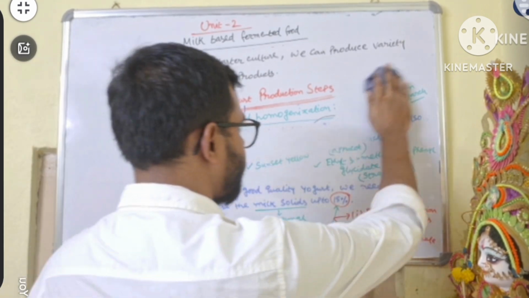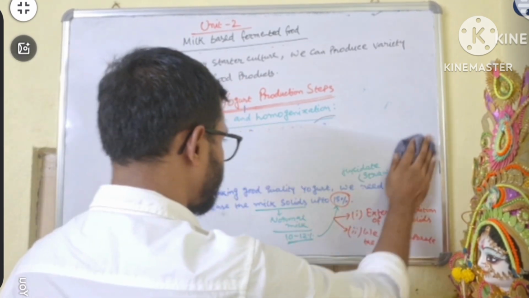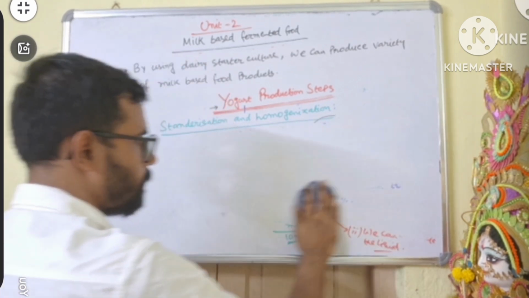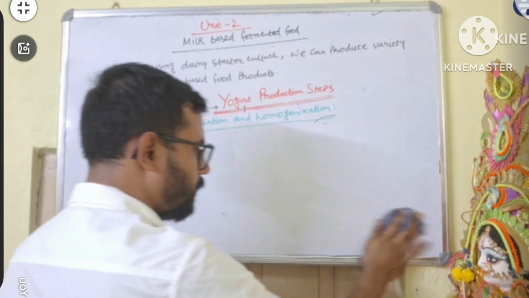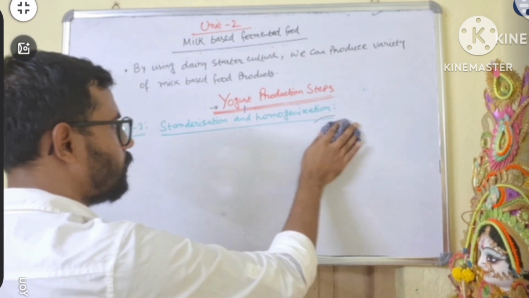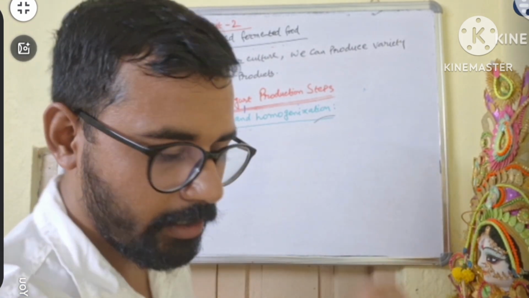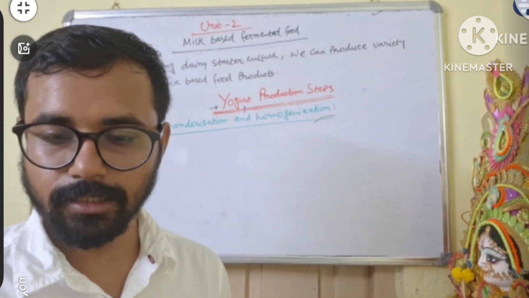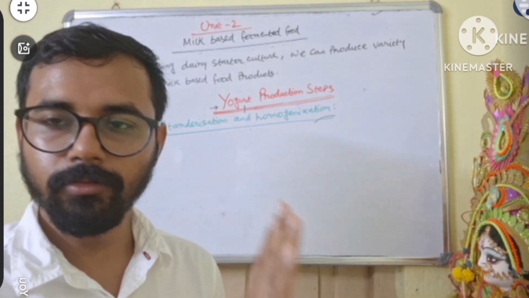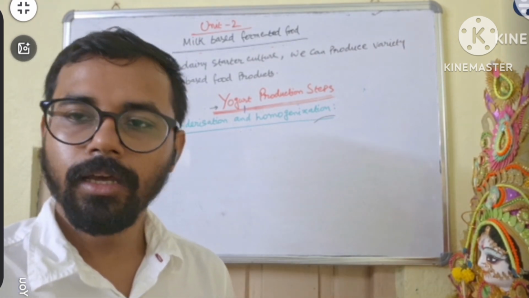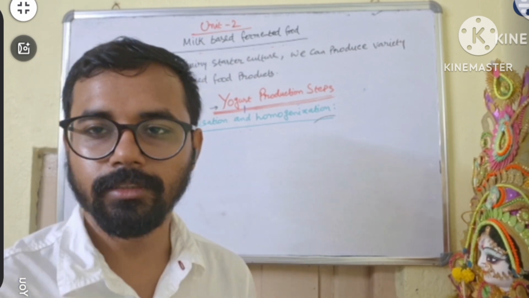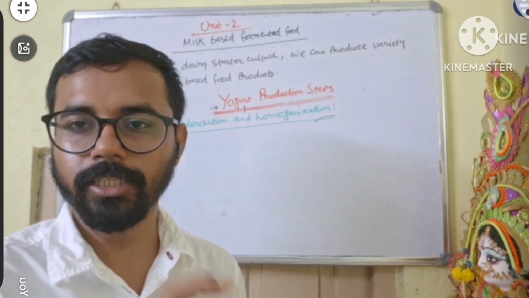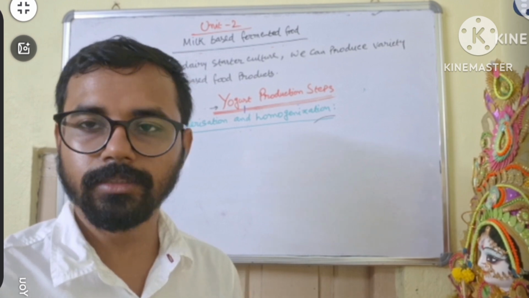Step number one is standardization and homogenization. Standardization complete. Homogenization means, on every packet of milk of any company, it is written pasteurized and homogenized. We know the meaning of pasteurized, because we use pasteurization to sterilize milk. But what about homogenization? That was also written on the packet. What is homogenization? Try to answer.